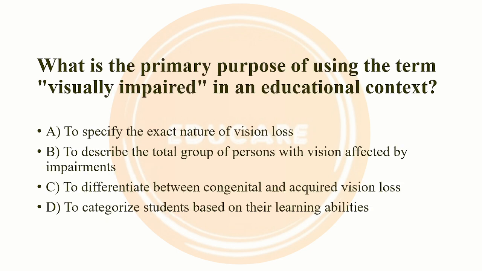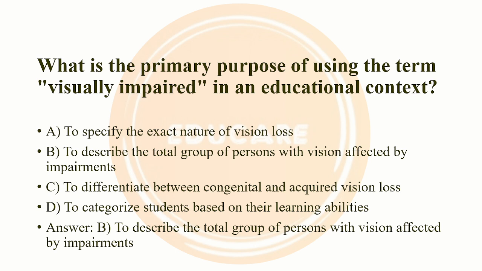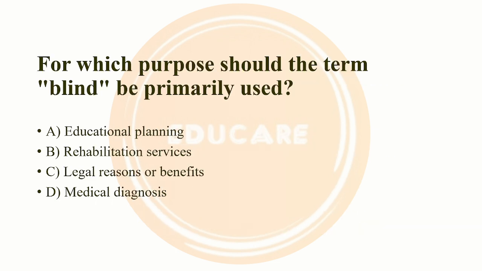What is the primary purpose of using the term visually impaired in the educational context? Option: to specify exact nature of vision loss, to describe the total group of persons with vision affected by impairment, to differentiate between congenital and acquired vision loss, to categorize students based on their learning abilities. Answer of this question is option B, that is to describe the total group of persons with vision affected by impairment.